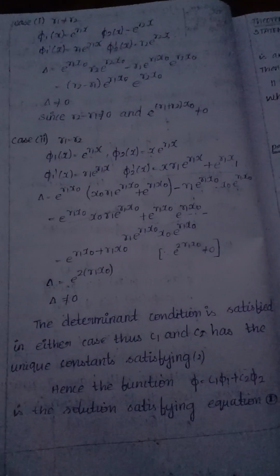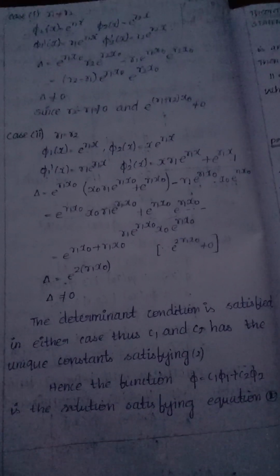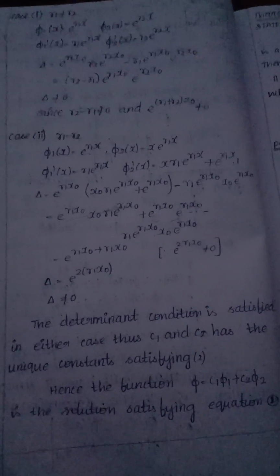So the function c1 phi 1 plus c2 phi 2 is the unique solution, where c1 and c2 are constants. Hope you all understand, and thank you.